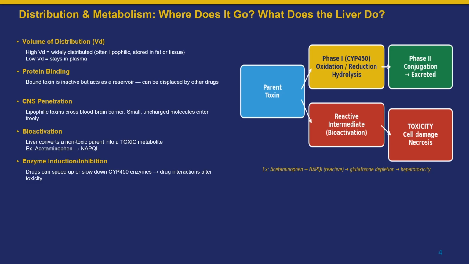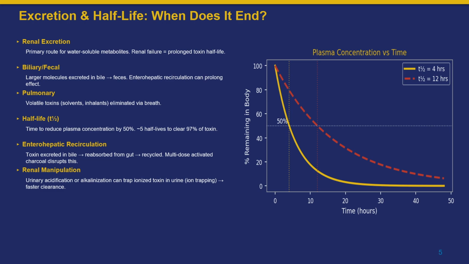Cats are even more vulnerable because their glucuronidation capacity is low. More acetaminophen gets shunted towards the NAPQI pathway. Excretion is the final chapter of the toxin's journey. How does the body get rid of it? The two main routes are renal and hepatobiliary.